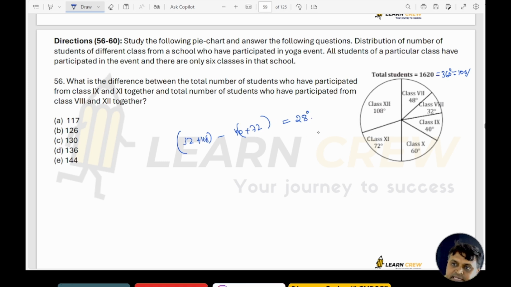So 28 degrees is how much? If 360 degrees is 1620, then 28 degrees would be 28 into 1620 divided by 360. The zeros cancel. Then 1620 divided by 36 is 45, so 28 times 4.5, which gives 14 nines, that is 126. So the answer is 126.